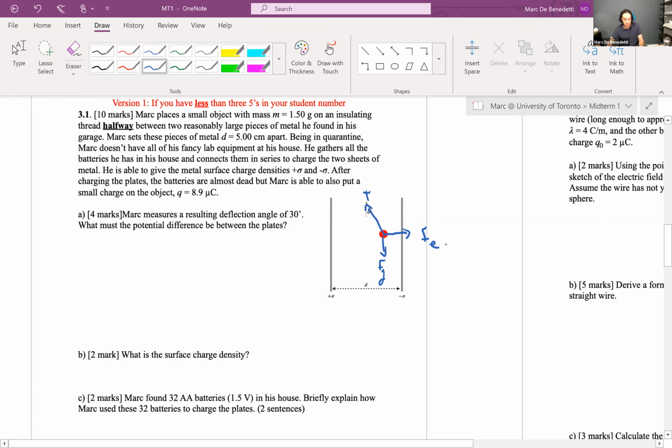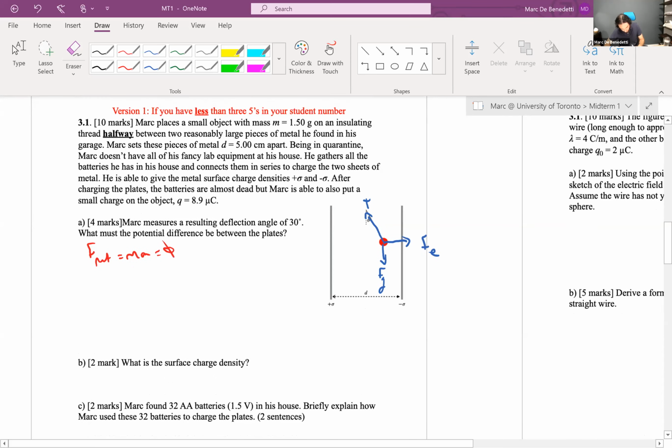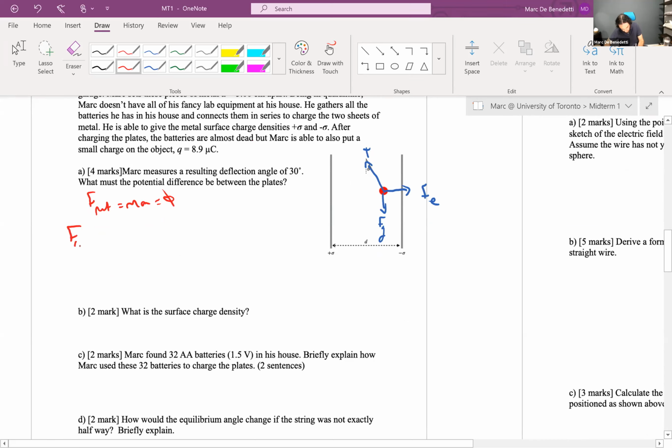And then it's an equilibrium. So the next thing to do would be F net equals MA, which equals 0. This thing is not accelerating at all. And we have F net X, F net Y. Maybe I just feel like doing F net in the Y direction first. So that equals 0. The F net in the Y direction is going to be the tension in the Y direction and then gravity.